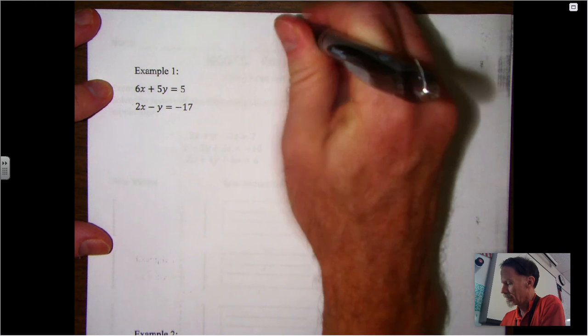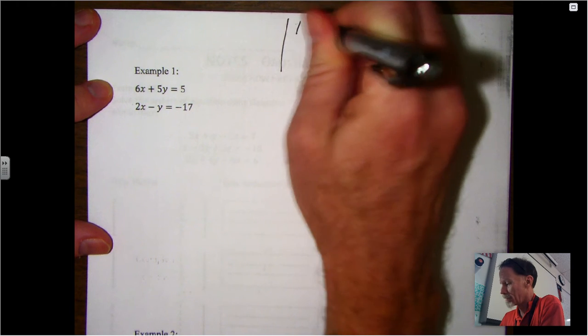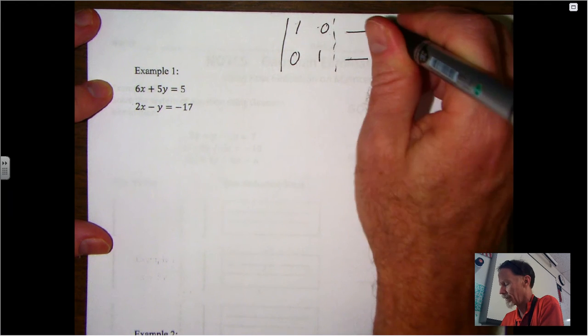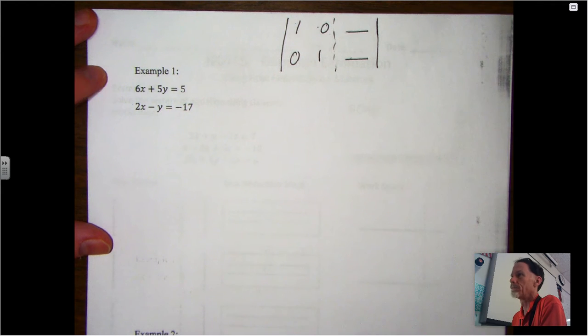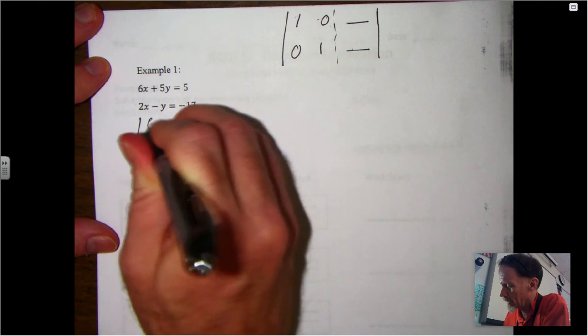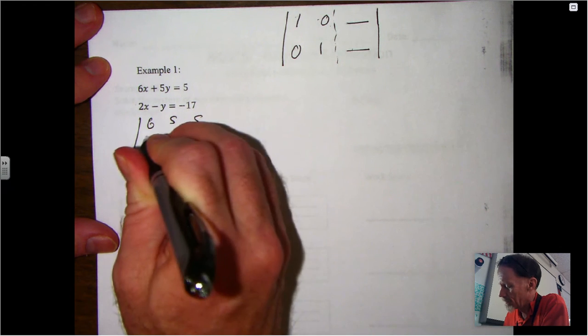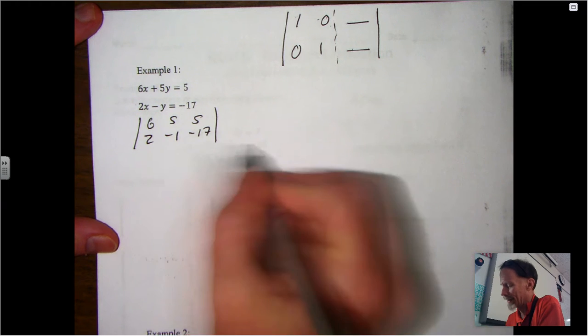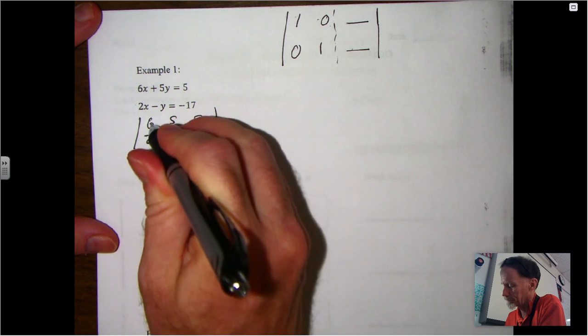Remember what our goal is. Our goal on all of these, for the 2x2s at least, is to make the matrix look like 1, 0, and whatever, which is your x value, and then 0, 1, and whatever, which is your y value. So let's get going. For the first one, my matrix is 6, 5, 5, and 2, -1, -17. I can't simplify anything or make anything smaller, so we're stuck with that.